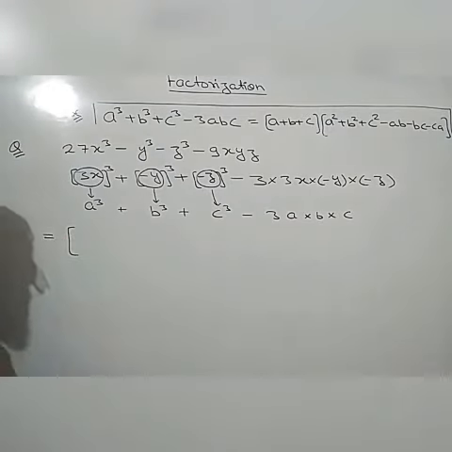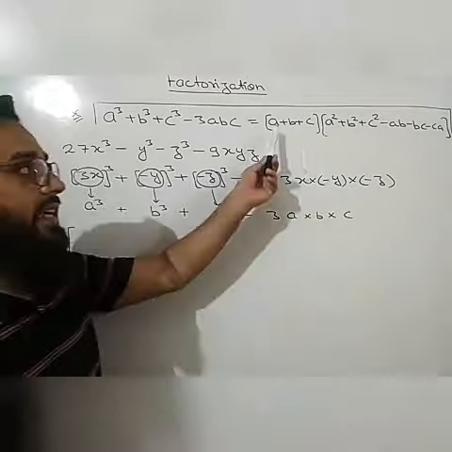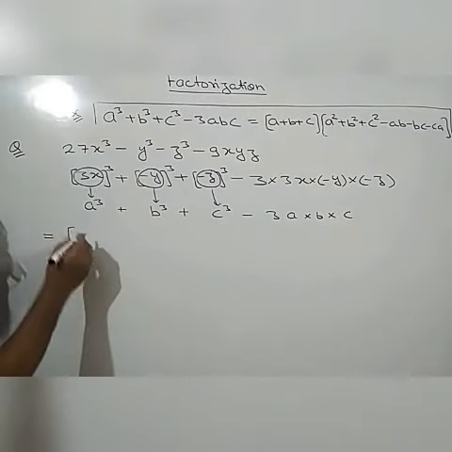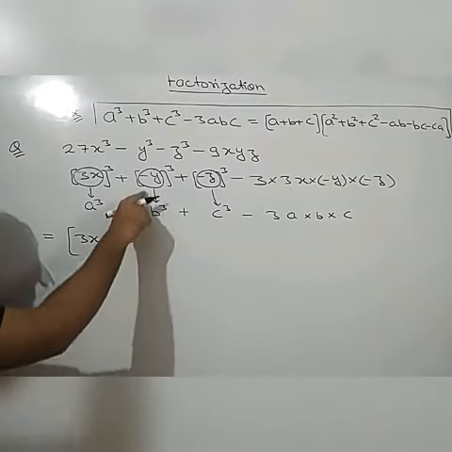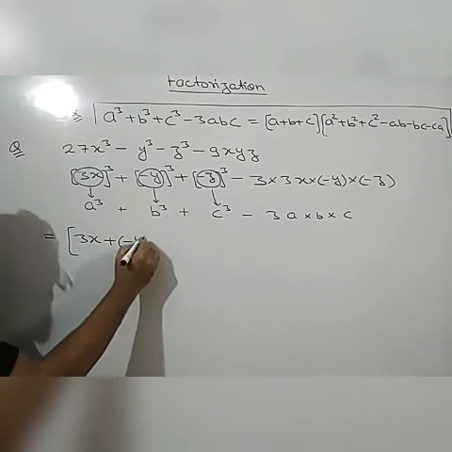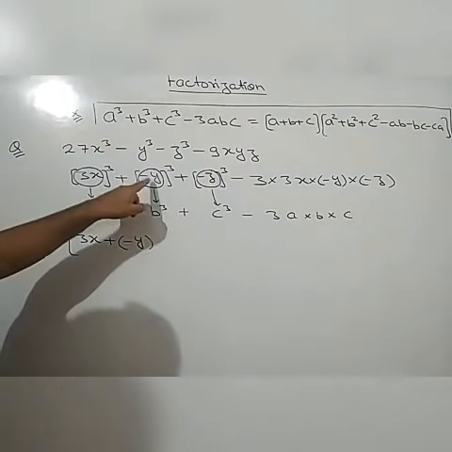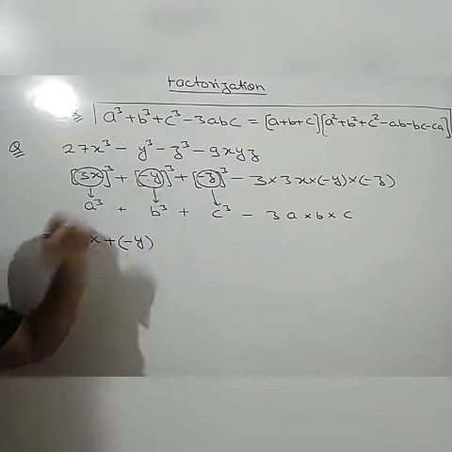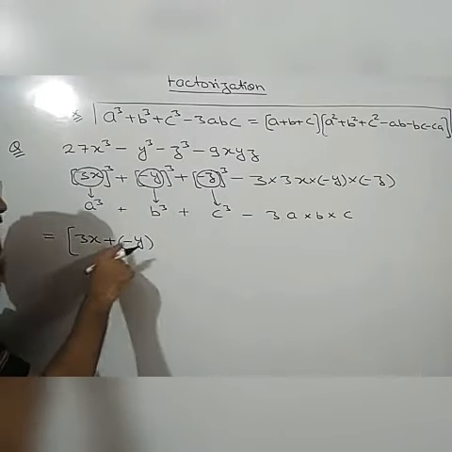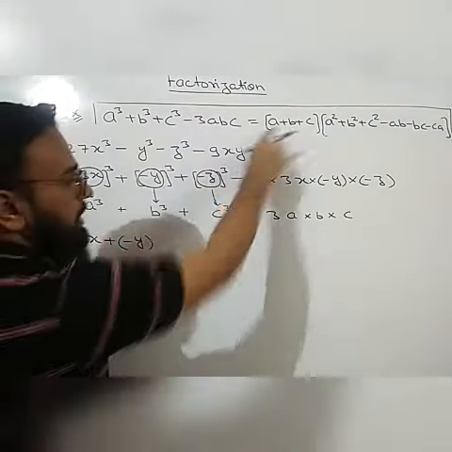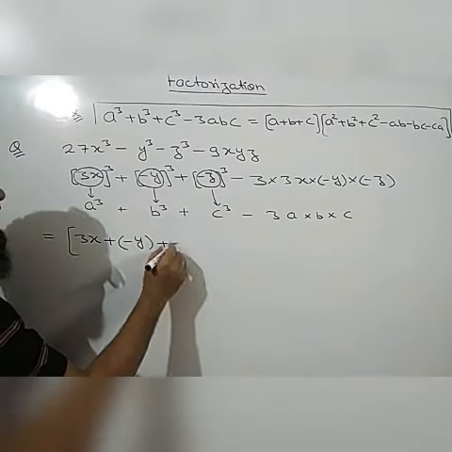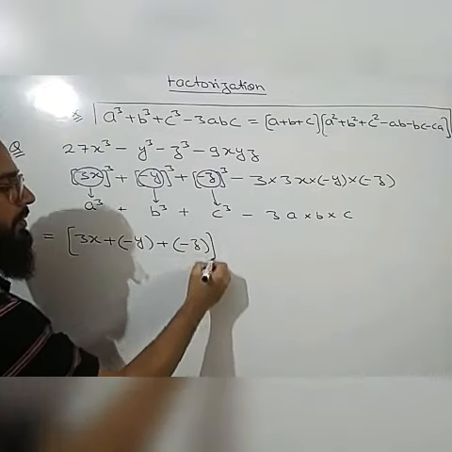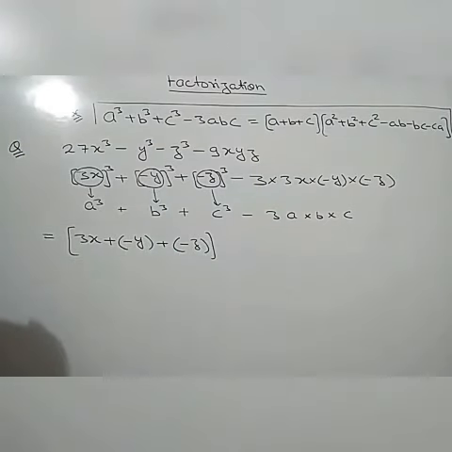So it will be equal to, what is in the first bracket? It is a plus b plus c. So what are the values of a, b and c? a is 3x, and at the place of b, we will take minus y. Always remember to put this minus, because we have taken this minus inside the bracket. It means b is negative y. So it will be 3x plus, at the place of b, minus y, plus at the place of c, minus z. So always use this minus sign. So it is the first bracket, a plus b plus c.